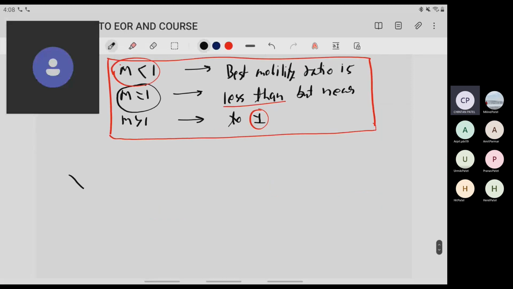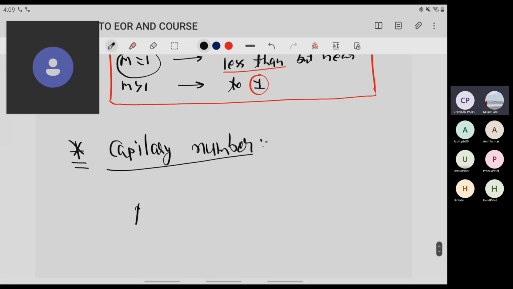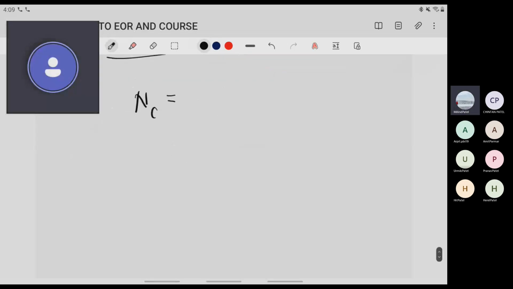So do you know the capillary number? What is the capillary number? Any idea? Thermal diffusivity. No, sir, no.